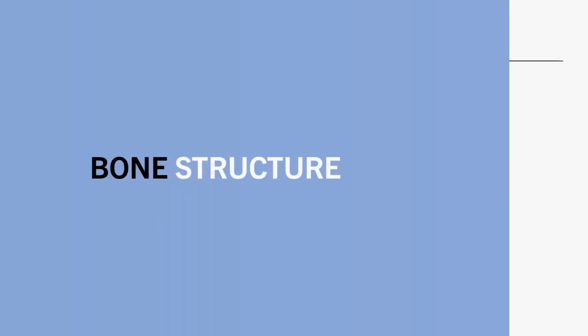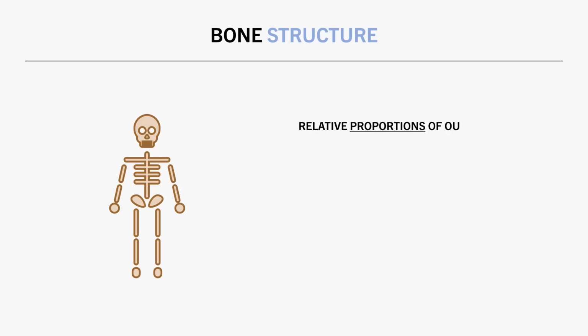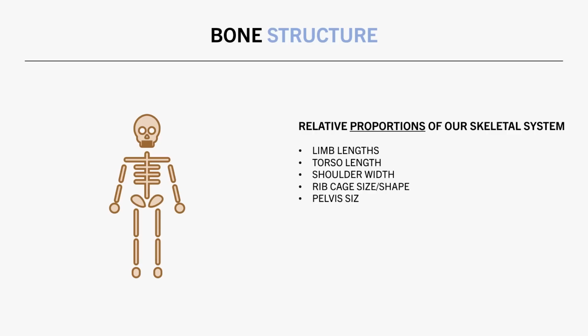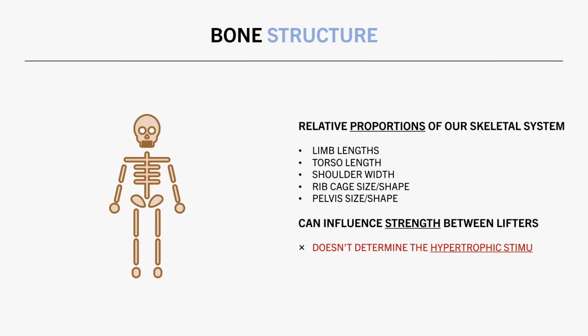More specifically, we are referring to the relative proportions of our skeleton. The proportions of our limb length, torso length, shoulder width, rib cage size, pelvis shape, etc. will all influence how much load we use for each exercise. Although, like we mentioned, this doesn't necessarily mean that the muscles involved will experience more or less tension. We should just be aware that the load one lifter uses shouldn't necessarily be compared with another lifter for the purposes of hypertrophy training.